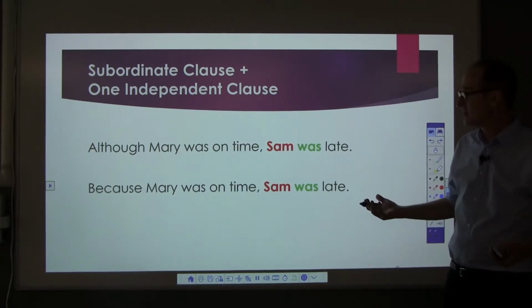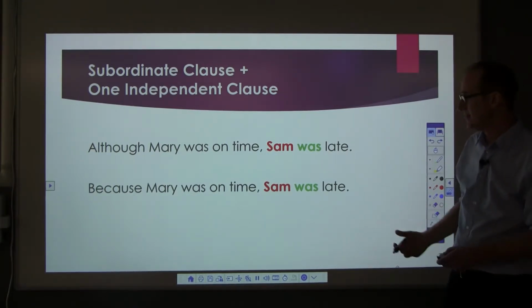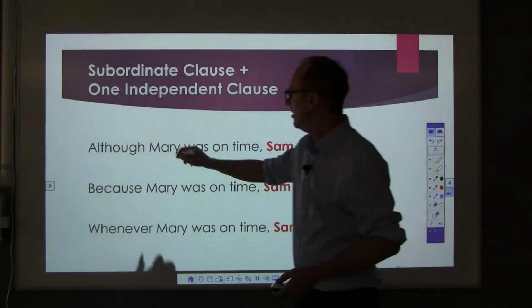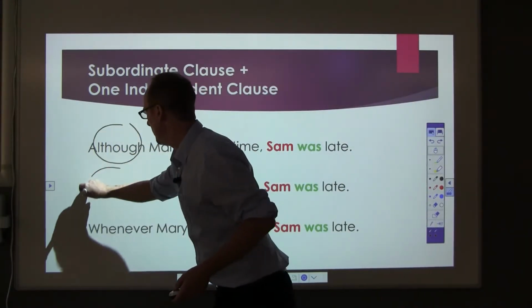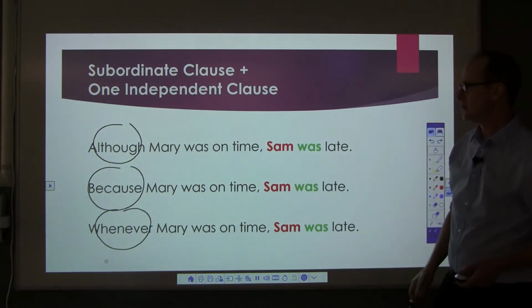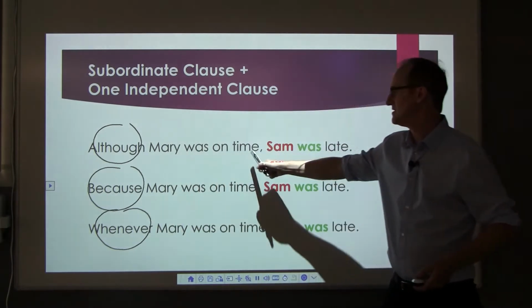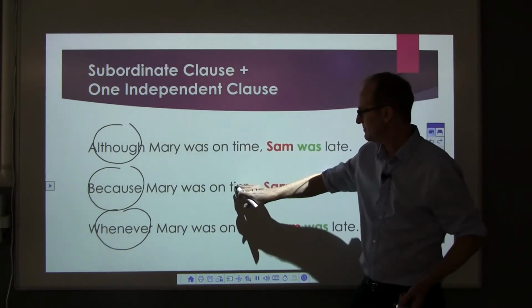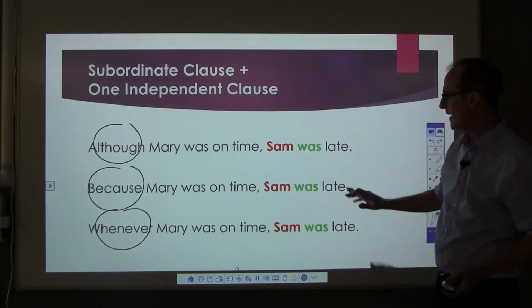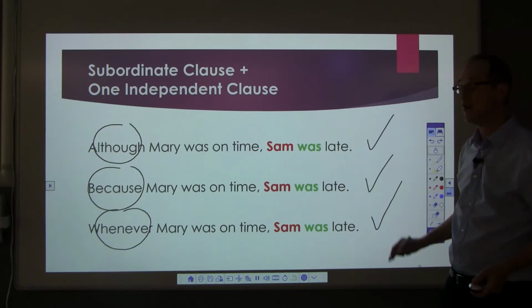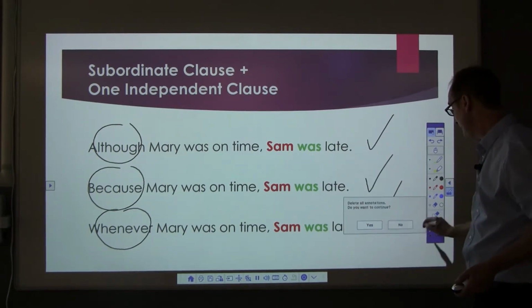Here's another one. It works. Because Mary was on time, Sam was late. Whenever Mary was on time, Sam was late. All of these, although, because, and whenever, are subordinate conjunctions. If you put them in front of Mary was on time, all of a sudden this becomes a subordinate clause. And we only have one independent clause in these sentences, so they're all perfectly fine. They're not run-ons. We fixed the run-ons.